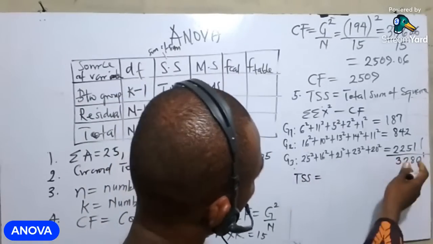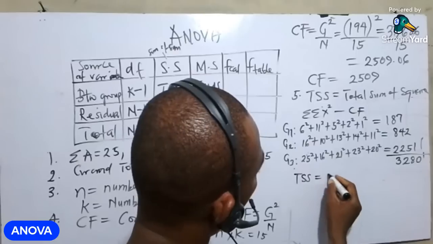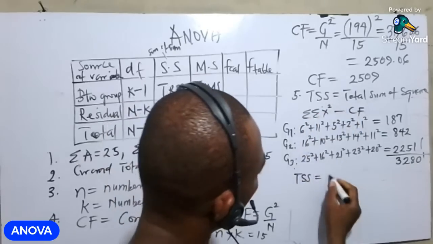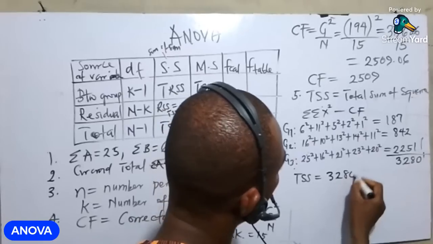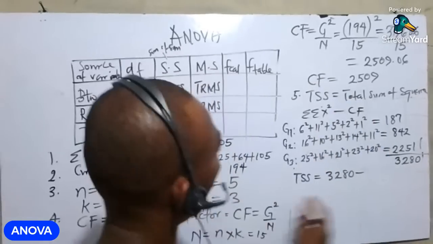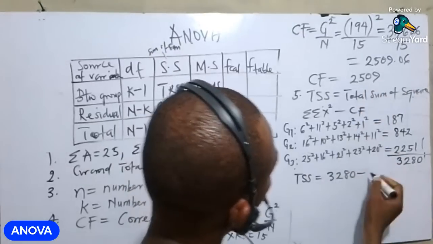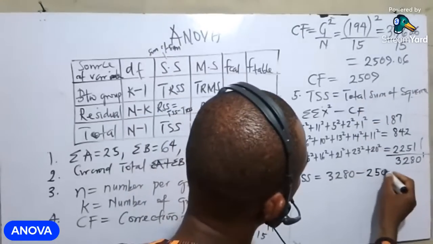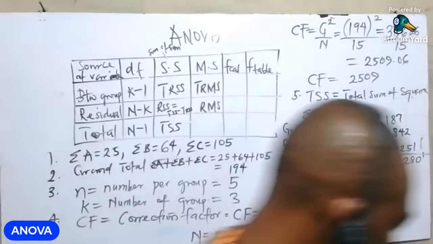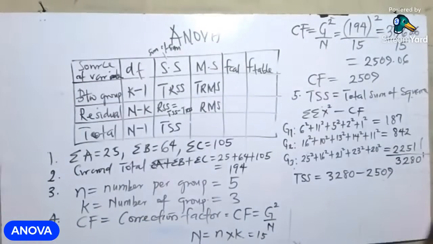And the formula says for TSS, the total sum of square is equals the summation x square, which is 3,280, minus CF, that is the correction factor. So the correction factor is 2,509. So when you take that, can we take that away?